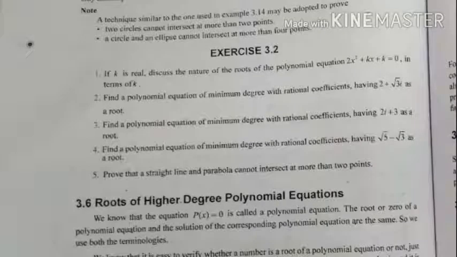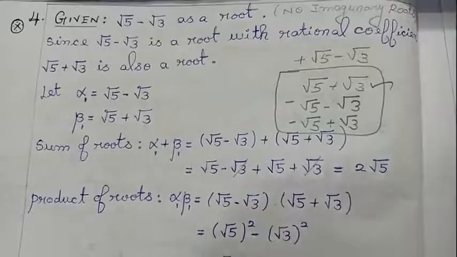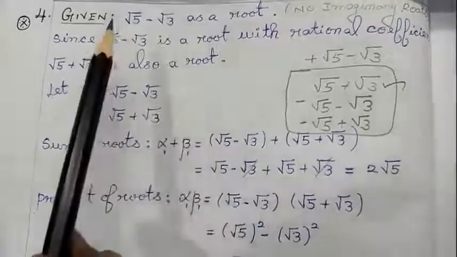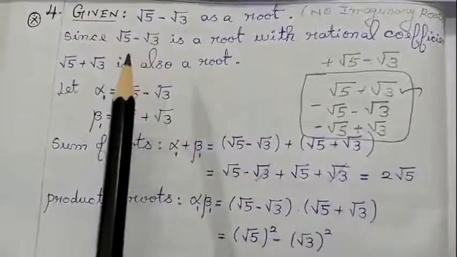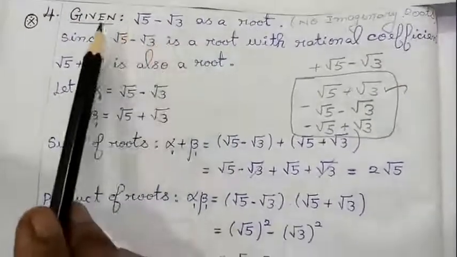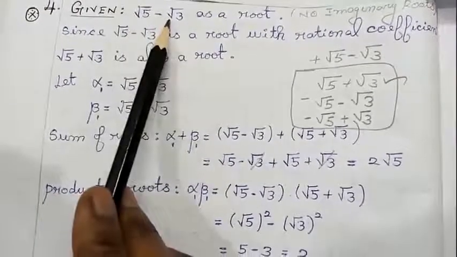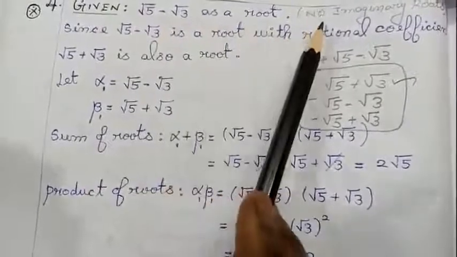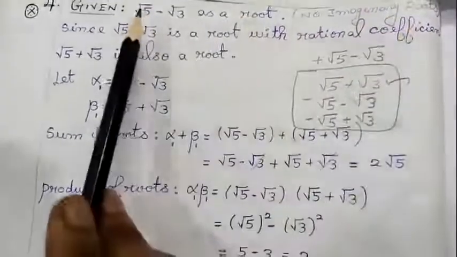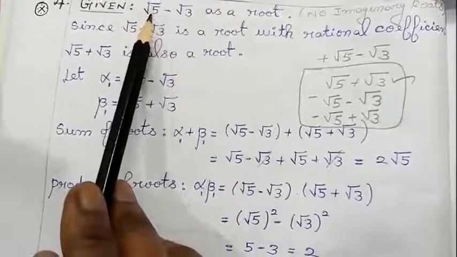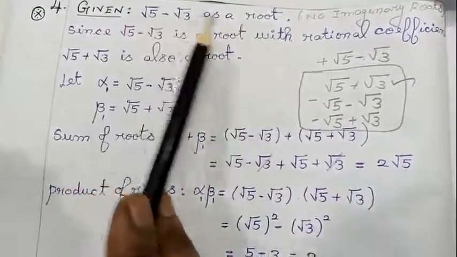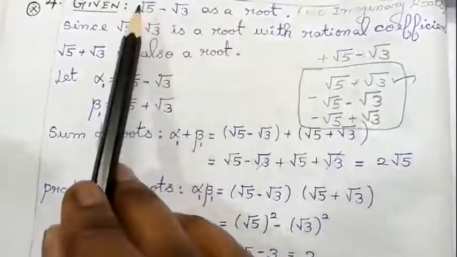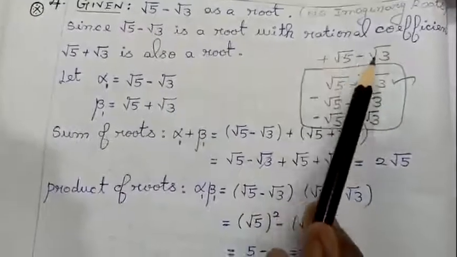Having root 5 minus root 3 as a root. Exercise 3.2, fourth sum. Now we only saw the theorem. According to the theorem condition, we are going to do this sum, students. Given root 5 minus root 3 as a root. We do not have imaginary parts here. If you see, I have root 5 minus root 3 as a root. Now just see here: plus root 5 minus root 3 is given.